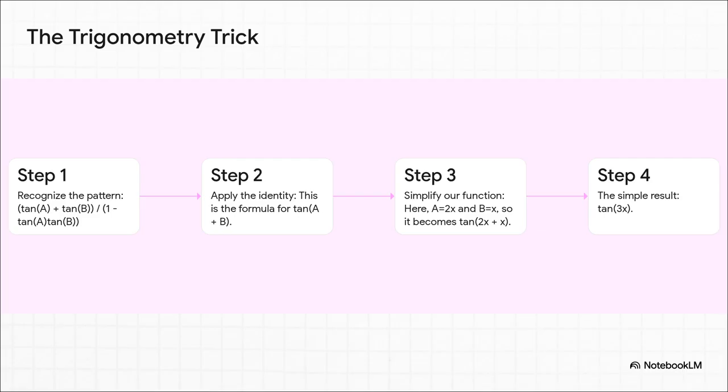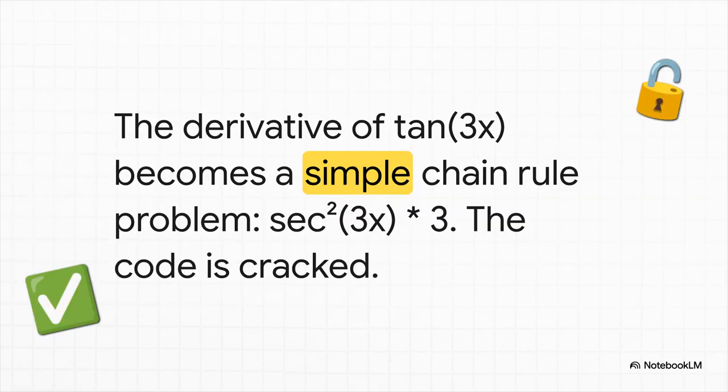So that whole complicated mess of a fraction just collapses. It becomes tan of 2x plus x, which is just tan of 3x. How amazing is that? And just like that, the impossible becomes, well, pretty trivial. What's the derivative of tan of 3x? That's a simple chain rule problem now. It's secant squared of 3x, and then you multiply by the derivative of the inside, which is just 3, and solved. The code is cracked.